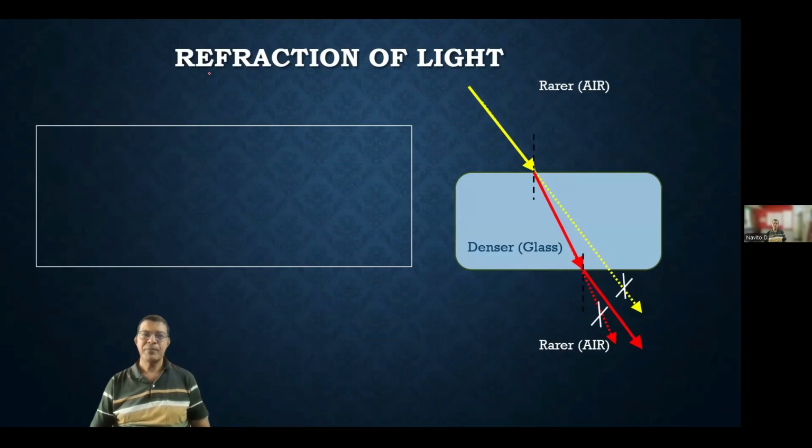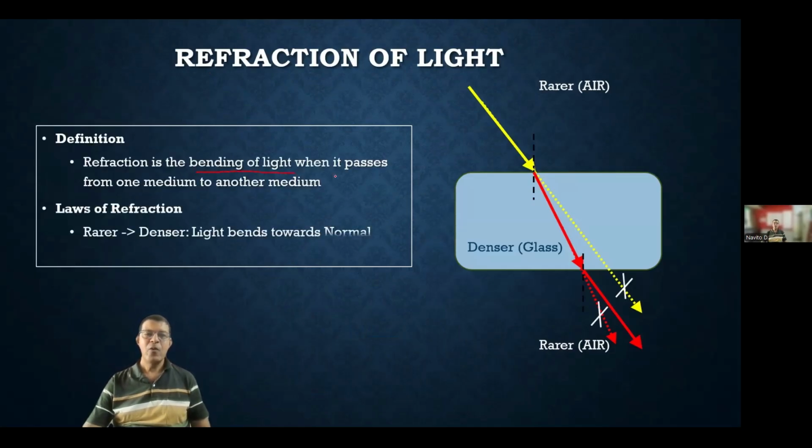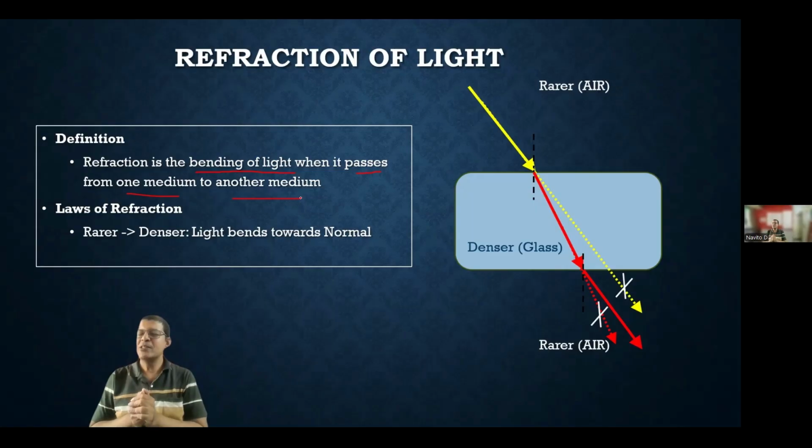So what is refraction? Refraction is the bending of light when it passes from one medium to another medium. When light goes from one medium to another, that time light bends. It bends. You can see my shot on how the pen appears bent in water. The pen actually appears broken in water. You can see the shot, which explains refraction in a very illustrative manner.